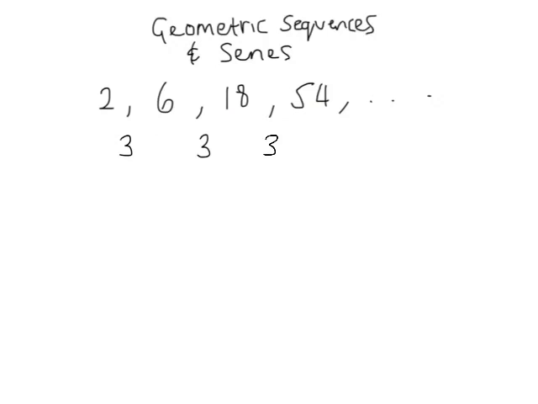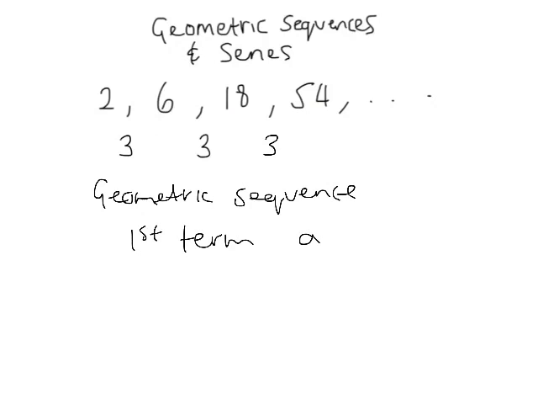So there is definitely a pattern to this sequence. This number that we found here, 3, is what we call the common ratio of this sequence. And in general, we can describe a geometric sequence as a sequence which has a first term of A and a common ratio, which we call R. So in this example here, our first term A is 2 and our common ratio is 3.